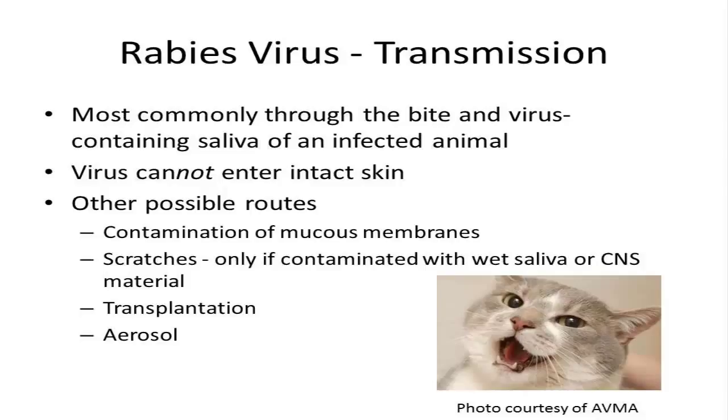Rarely, aerosol transmission may also occur, but this is typically only a concern in laboratory settings or in caves that contain a lot of bats. The touching or handling of a potentially rabid animal is only considered an exposure if wet saliva or CNS material from the potentially rabid animal entered a fresh, open wound or had contact with a mucous membrane. The rabies virus cannot enter intact skin.